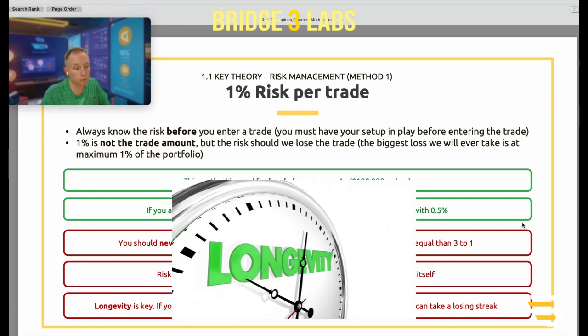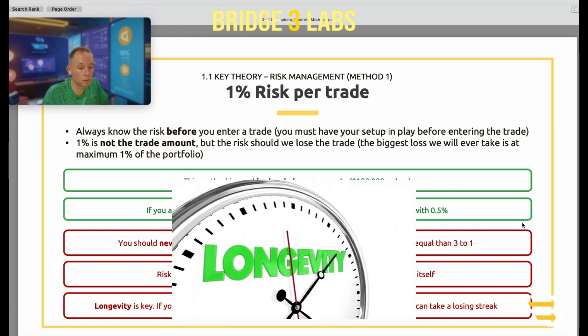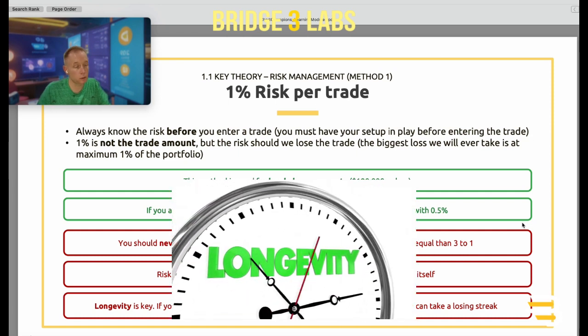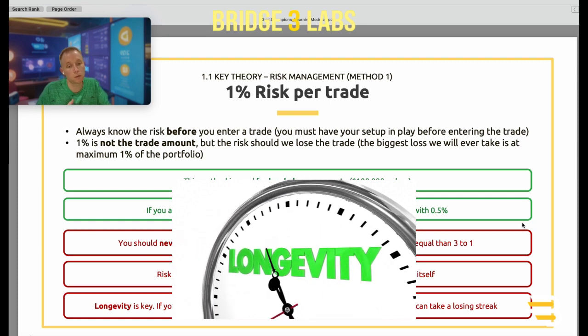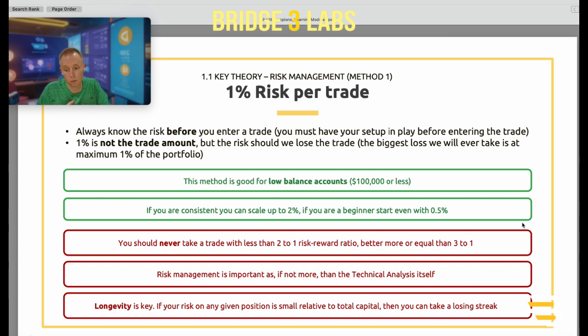Longevity is the key. If your risk on any given position is small relative to your total capital, then you can take a losing streak, right? So, guys, if we're trading with 1% of our portfolio each time, you can get quite a few wrong in a row, even in the beginning, and still be okay. And that's why, for anybody beginning, the smaller the position size or the smaller the percentage of your portfolio, the more important.